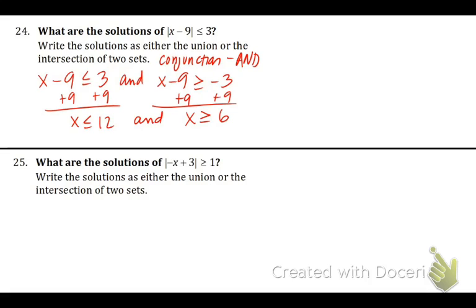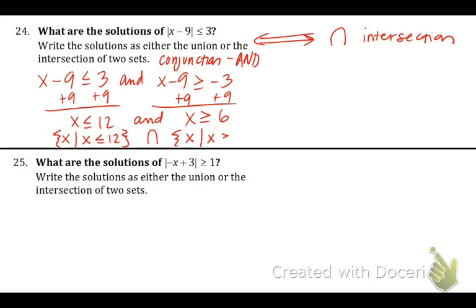And then we need to write our answer with union or intersection. Well, for a conjunction, the graphs are intersecting, so that means we want to use the intersection symbol. The intersection symbol is, as I showed, the upside down U. And then for the rest of it, all you have to do is set builder notation. So you build around it with the braces, make it all fancy looking, and that's how you do this problem.